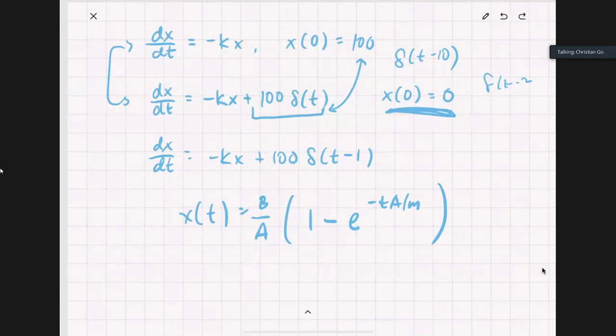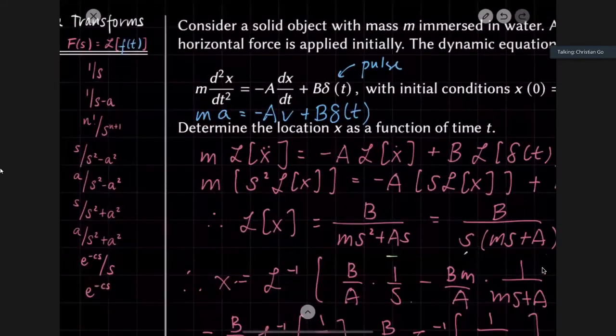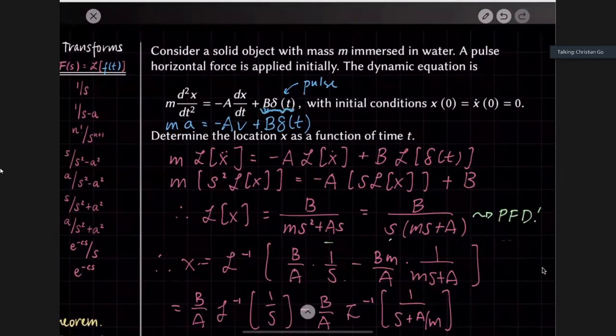But technically speaking, we could have redone this where instead of this b delta t, we could have just changed our initial conditions so that a velocity is imparted at time zero. We could have just changed this as x0 equals zero, and then x dot zero, I think it would work if we use b. Yeah, so that's the weird thing with the Dirac delta function.